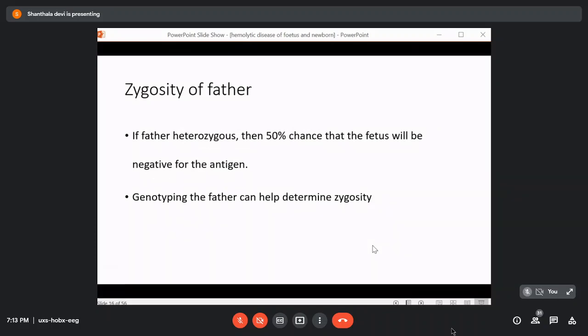The zygosity of the father. Suppose the father is heterozygous for the antigen which the mother lacks. Then there is a 50% chance that the fetus will be negative for the antigen. And genotyping of the father can help determine the zygosity.